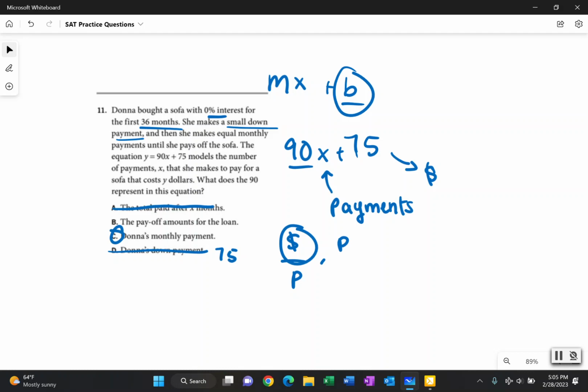All right. That's it for this practice question. Pretty straightforward. And if we look at it again, it says y equals 9x plus 75 models the number of payments x that she makes to pay for a sofa that cost y dollars.